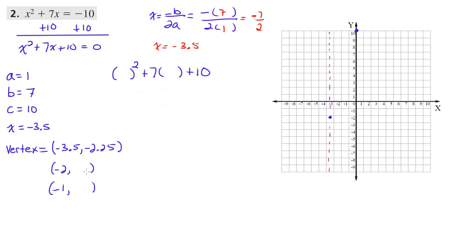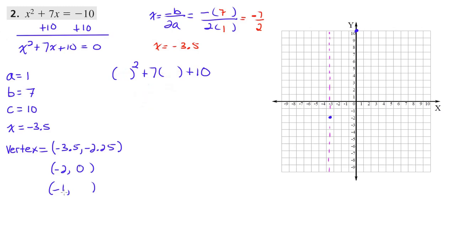So first, let's figure out what is y when x is -2. We're going to plug in -2 here and work this out. -2 squared is 4. 7 times -2 is -14 plus 10. 4 minus 14 is -10. And -10 plus 10 is 0. So when x is -2, y is 0.